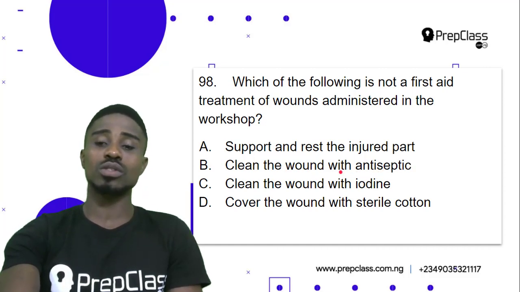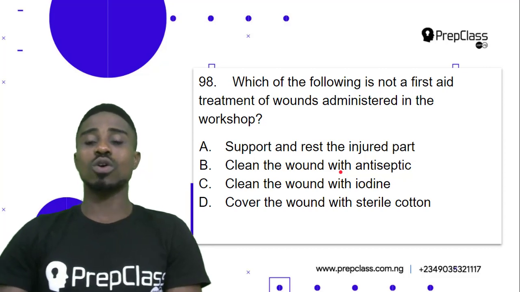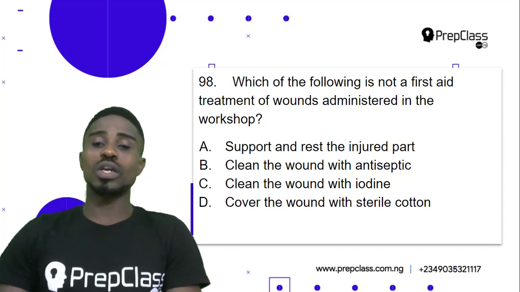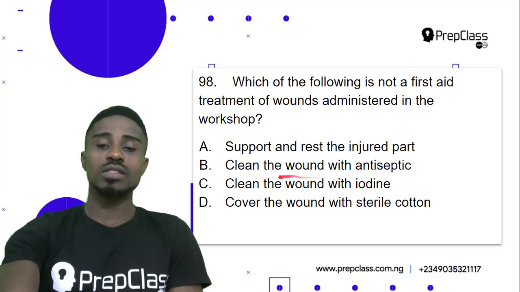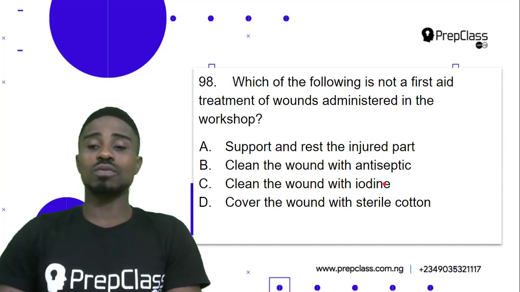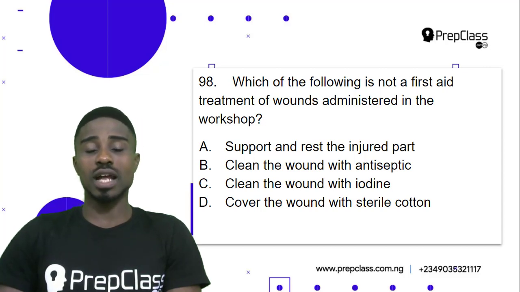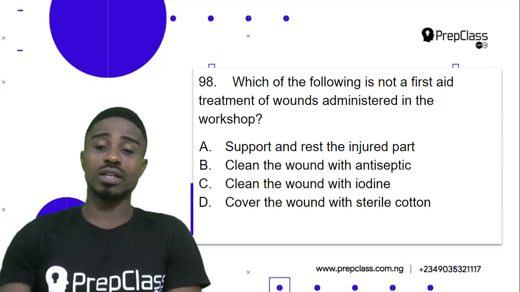Antiseptics are chemicals that help kill microorganisms that can contaminate the wound. So we clean the wound with antiseptic. C, clean the wound with iodine. Iodine also helps to stop bleeding, and it also has some antiseptic properties. So you clean the wound with iodine. That's also a first aid measure, and is not our correct answer.